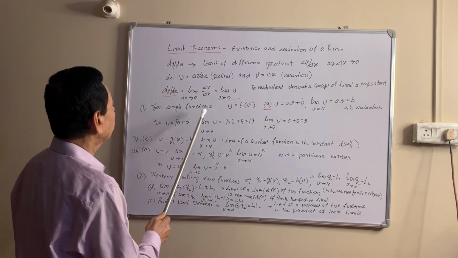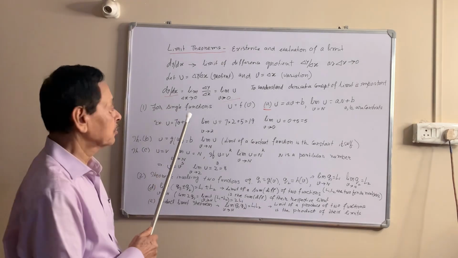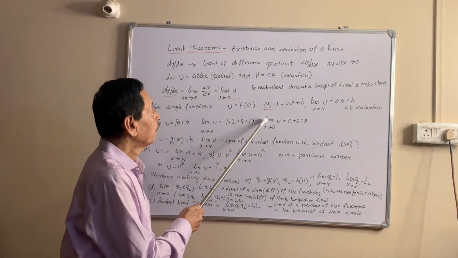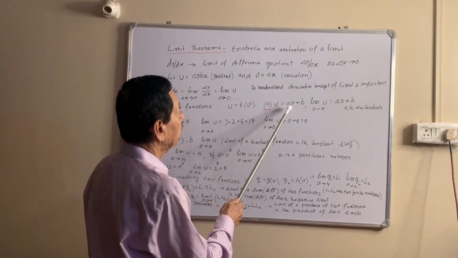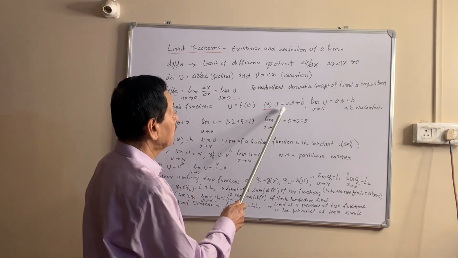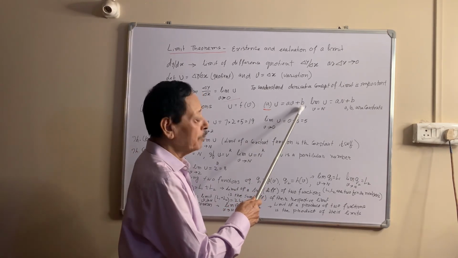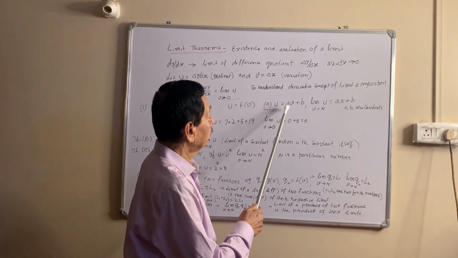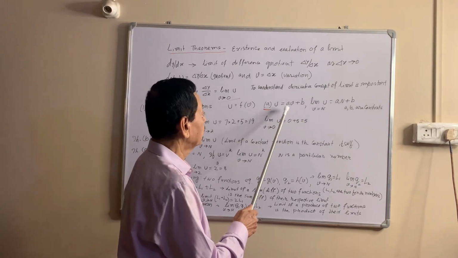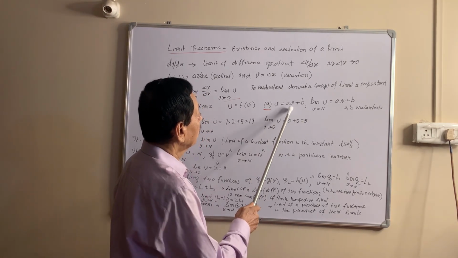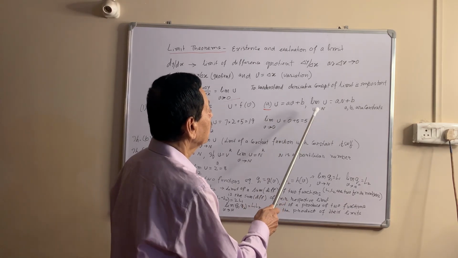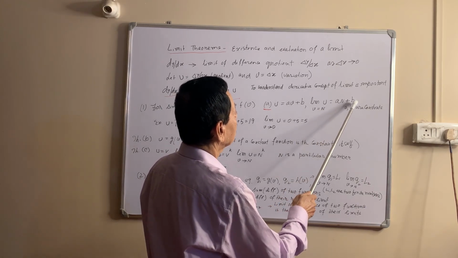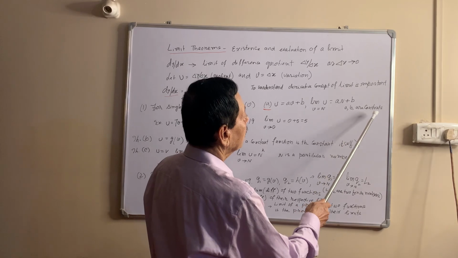Now coming to the theorems, for single functions. Suppose u is a function of v, and the form is u equals av plus b. That means it is a straight line where b is the intercept and a is the constant, the rate of change of v. So the limit of u when v tends to n is an plus b, where a and b are constants.